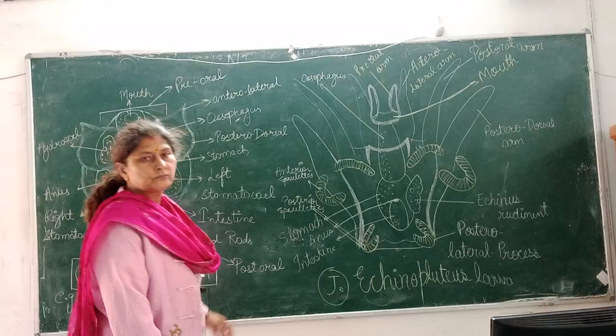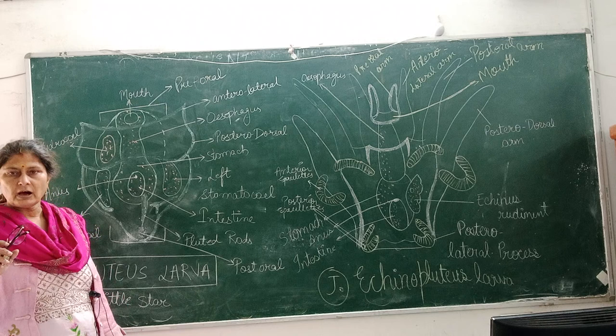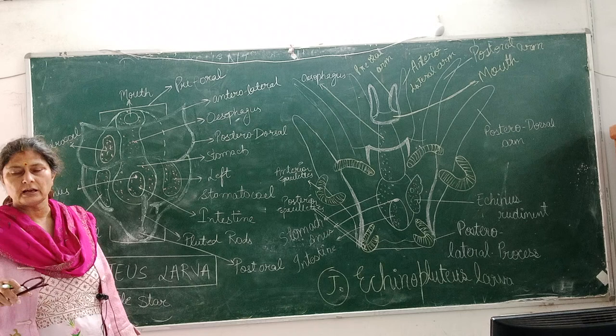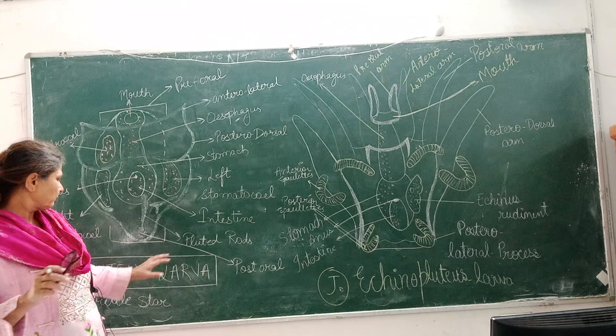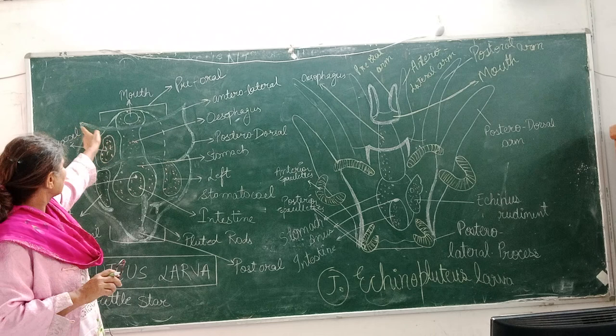Next larva, another type of larva. Earlier we have done which larva? Branchiolaria larva, Archaeolaria larva, and then Doriolaria larva. The fourth one is Plateus larva. This Plateus larva has mouth, esophagus, stomach, anus. Around this, there is present this band of cilia.